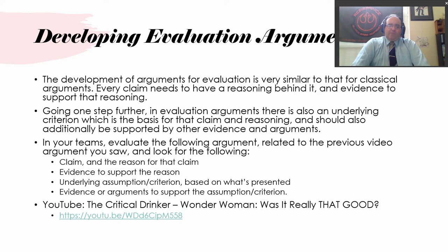This is what I want you to look for. First off, the claim and the reason for that claim. So what is the main thing that this evaluator is arguing for? Second, what evidence does he have to support the reason? Third, the underlying assumption or criterion based on what's presented. So what is the criteria that he's using to compare this, and what kind of assumption is he making about it? And then fourth is the evidence or the arguments to support the assumption or criterion.